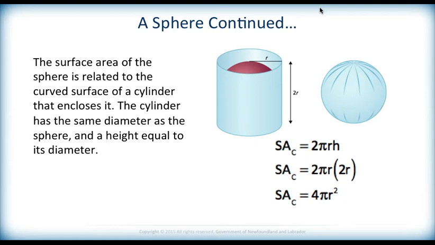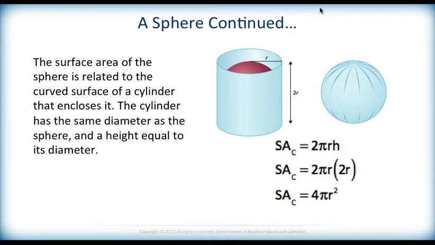Remember that the curved surface of a cylinder is represented by 2 pi r h. The radius of the sphere and the radius of the cylinder are the same. However, if you notice, the height is represented by 2r. If we replace h with 2r, our formula will now become 4 pi r squared.